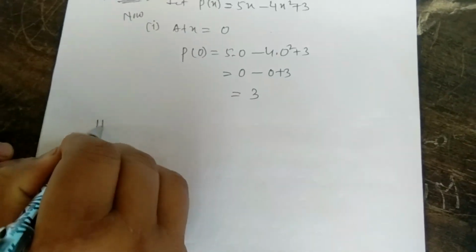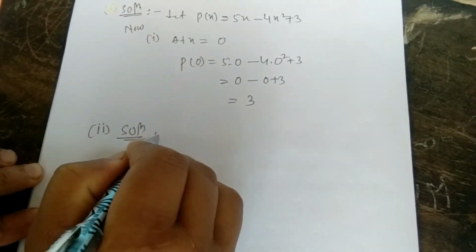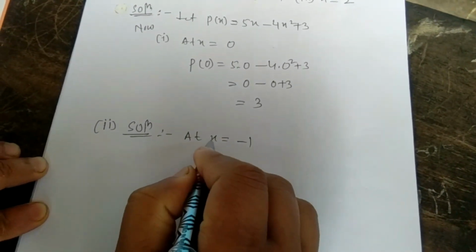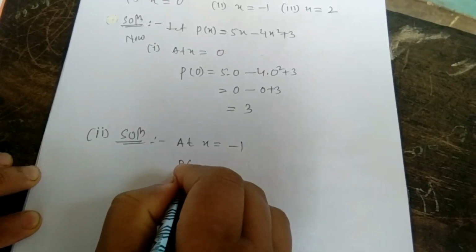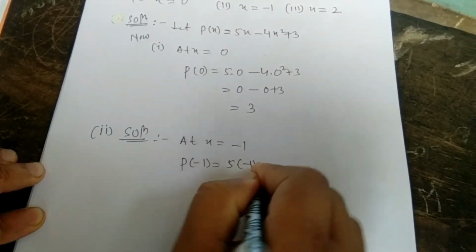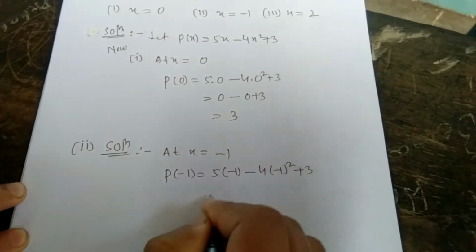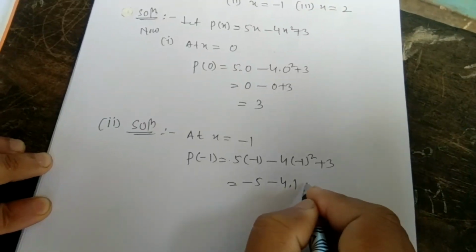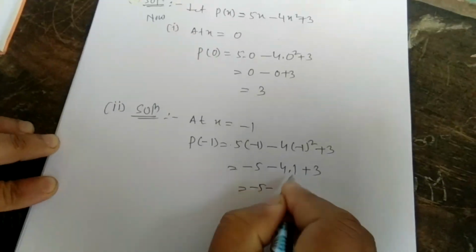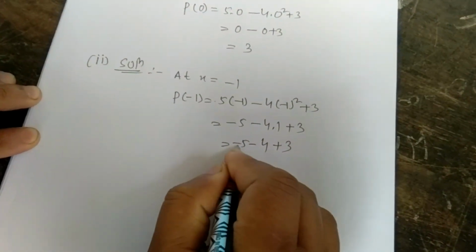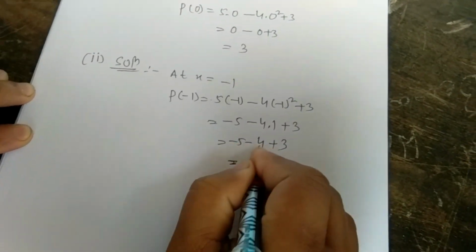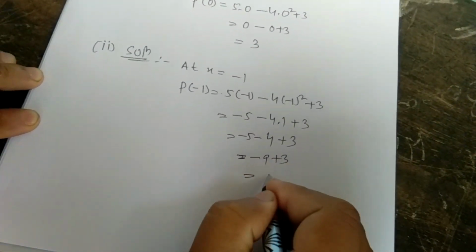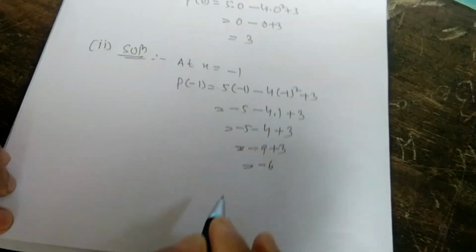Number 2, solution number 2. At x equal to minus 1, in place of x you put minus 1. 5 into minus 1, minus 4 into minus 1 square plus 3. Plus into minus is minus, 5 1s are 5, minus 4, minus 1 square, power is given so it will become positive 1, plus 3. So minus 5, minus 4 plus 3. Both 5 and 4 are negative, so we have to add: minus 9 plus 3. If one is negative and the other positive, we have to subtract. 9 minus 3 is 6, and the negative one is greater, so the answer is minus 6. This is the answer for number 2.